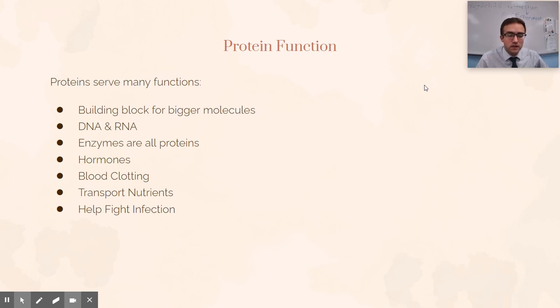Proteins also serve other functions. They're huge building blocks for bigger molecules to join. DNA and RNA make proteins. All of our enzymes are proteins. Hormones are proteins. Blood clotting starts with proteins. Proteins are the ones that help initiate that. They transport molecules, so from our gut, from our stomach, to wherever they need to go. They help do that, help fight infections. They serve a million different reasons.